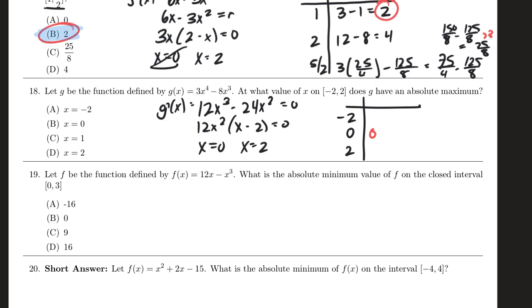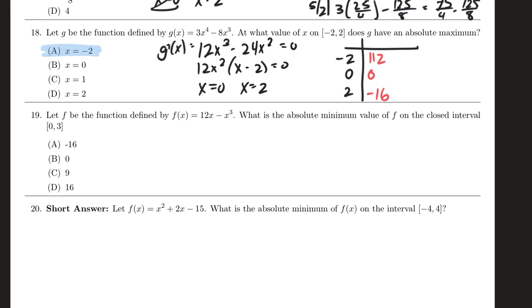All right, we're plugging into the original 3x to the 4th minus 8x cubed. If I plug in -2, I'm going to get 112. If I plug in +2, I'm going to get -16. All right, so where does the absolute maximum happen? The absolute maximum happens at -2.